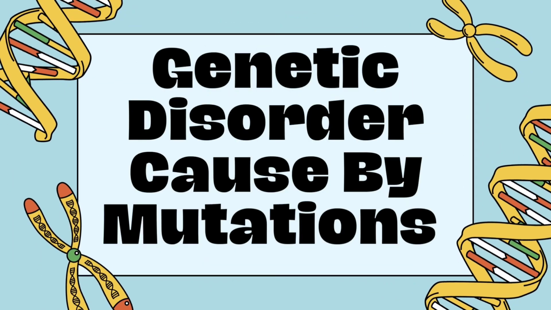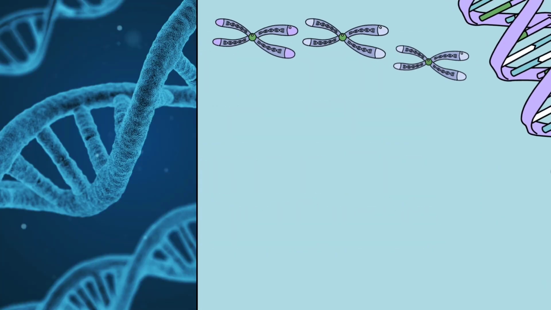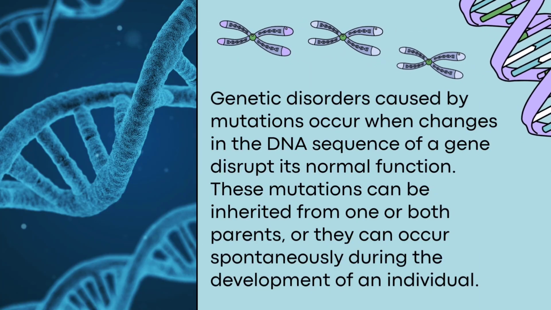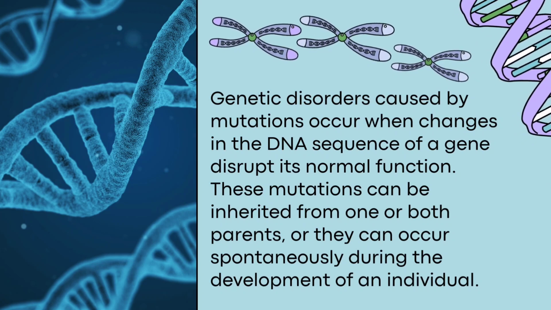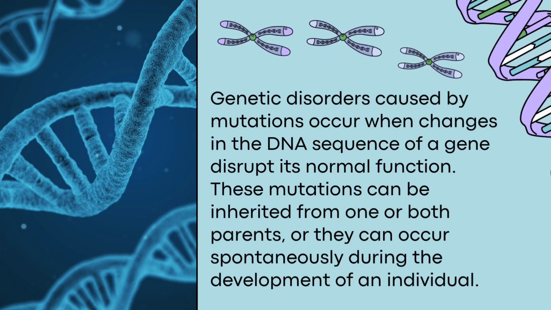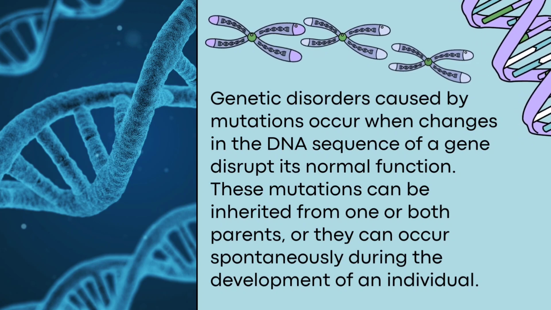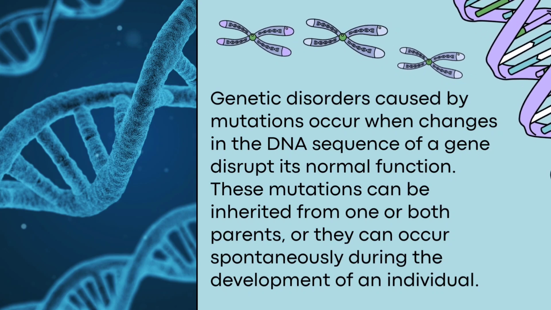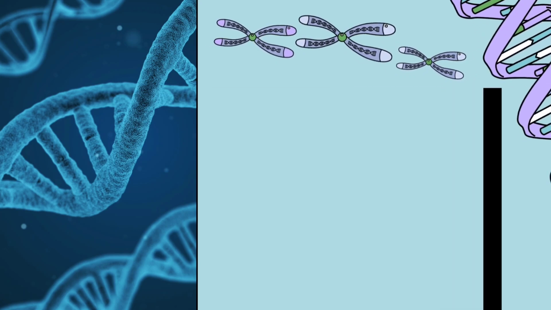Today, we are going to talk about genetic disorders caused by mutation, single gene mutations, their examples, inheritance patterns, and also complex disorders. Genetic disorders arise when a mutation in a gene's DNA sequence interferes with its normal function. These mutations can be passed on from parents or occur spontaneously during an individual's development.